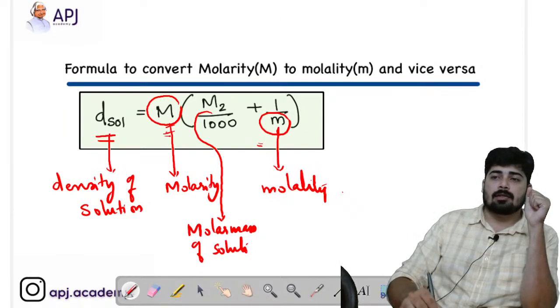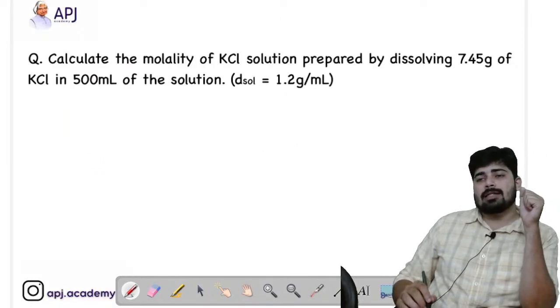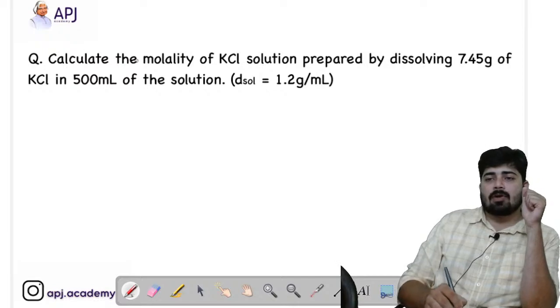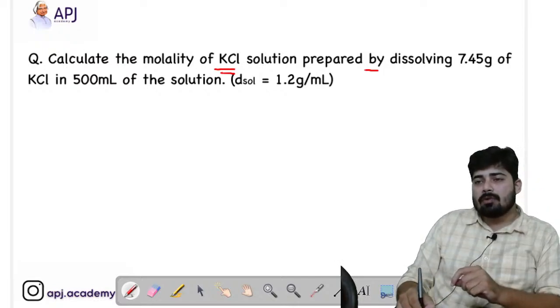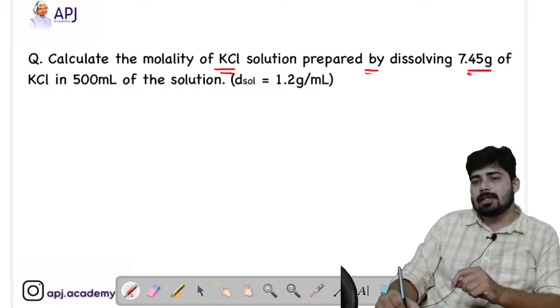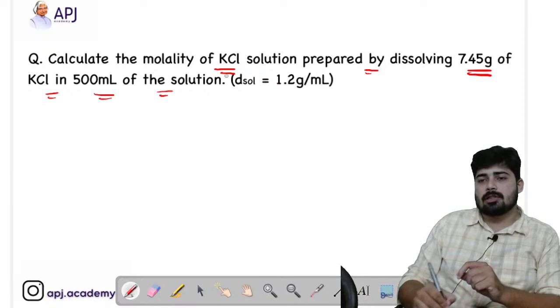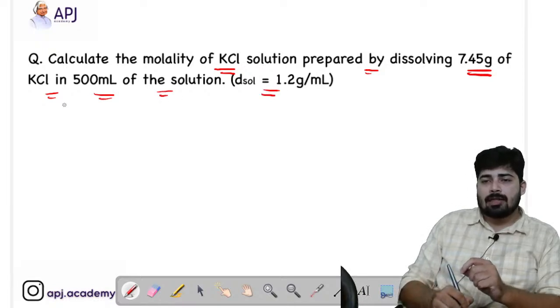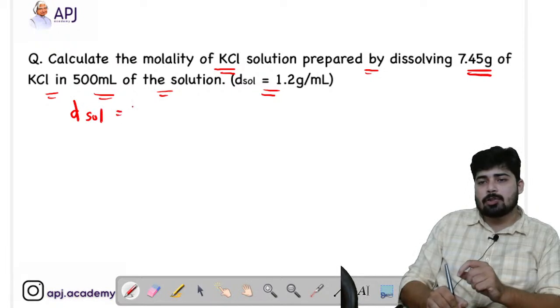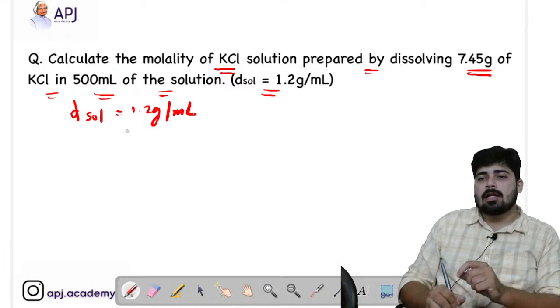Okay, right. Now let's check this out. Calculate the molality of a KCl solution prepared by dissolving 7.45 gram of KCl in 500 ml of the solution, and the density is given. So let's check this out. The density is given as 1.2 gram per ml. Okay, ready. Now we have to find out the molality.